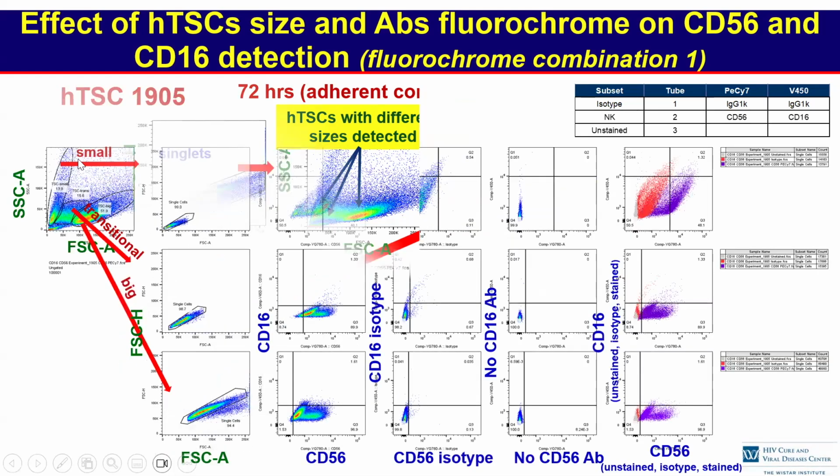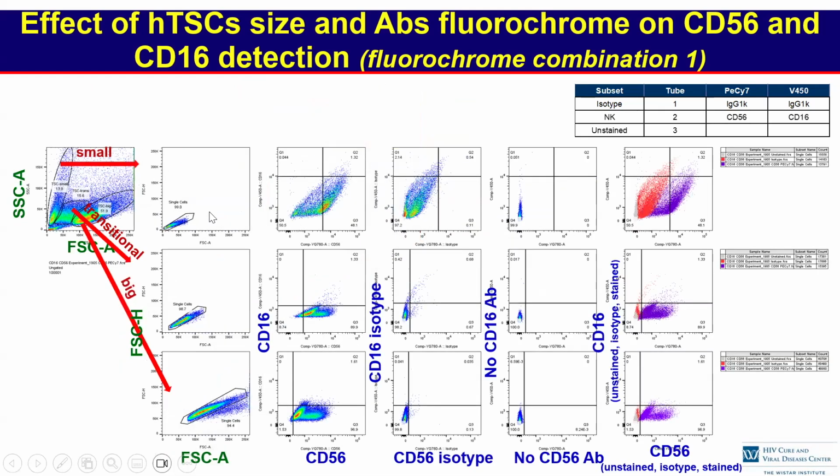So we gated each one of these populations. These are the small ones, these are the transitional, as we call them, and these are the big ones. And here we see the expression of 56 and 16 in each one of these populations. So we see that the big ones seem to have more of the 56, and the small ones have it but less than the big ones.